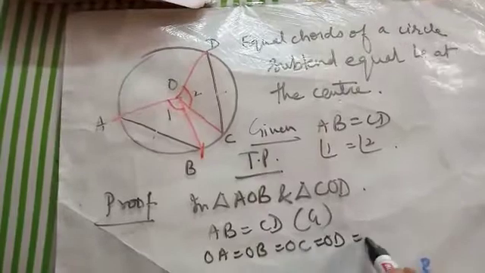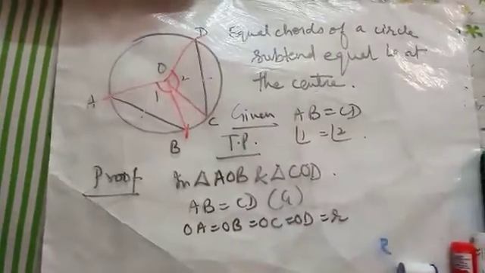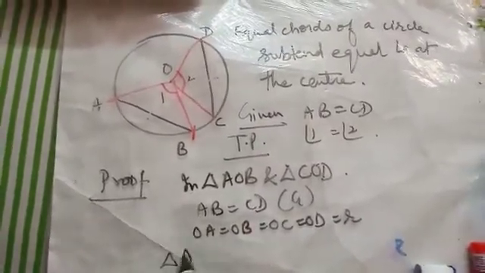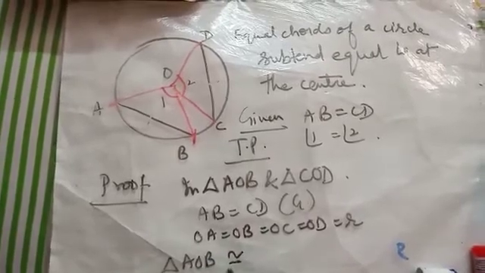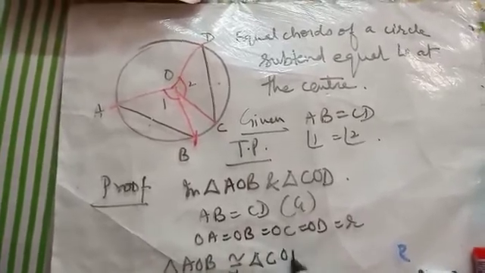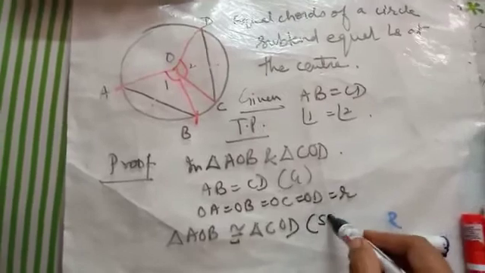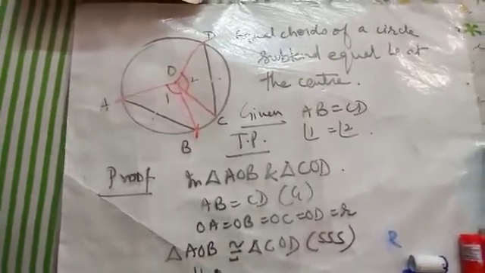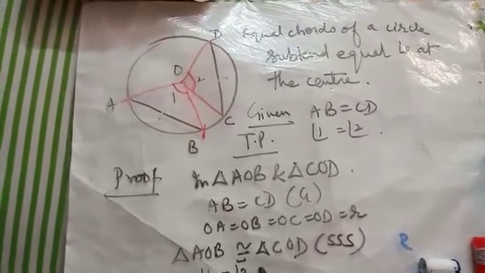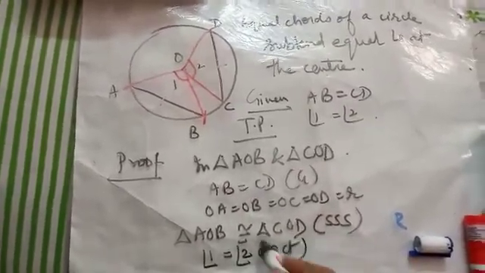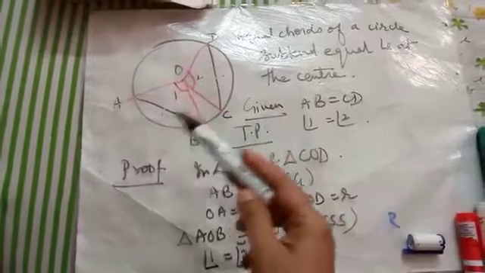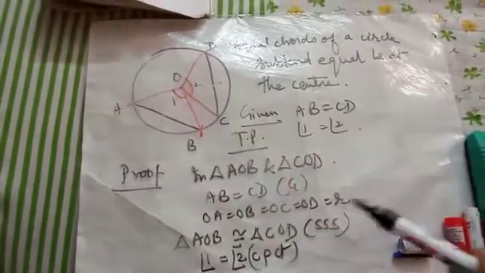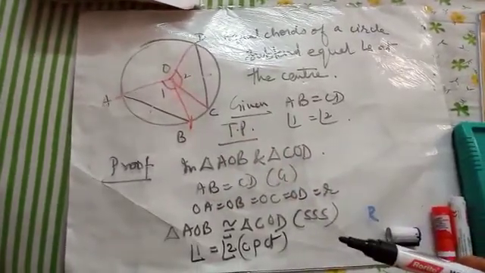They are of equal length because they are the radii of the same circle. So triangle AOB is congruent to triangle COD by SSS criteria. Now if the triangles are congruent, therefore angle 1 is equal to angle 2, by CPCT. So equal chords subtend equal angles at the center, right?